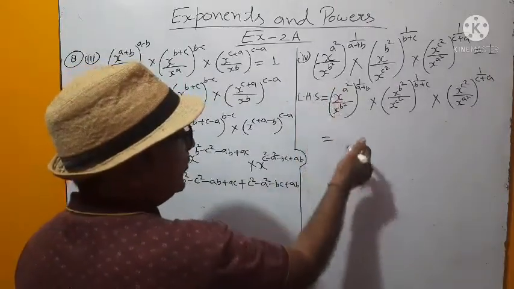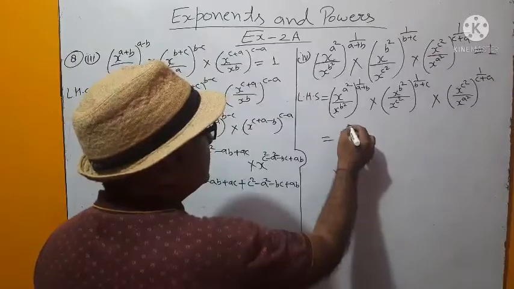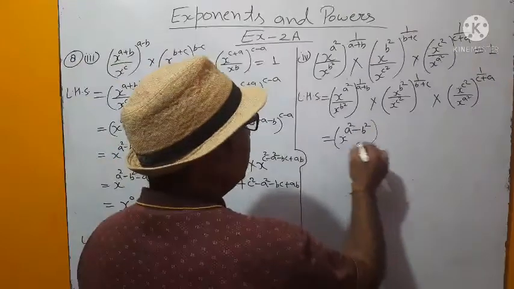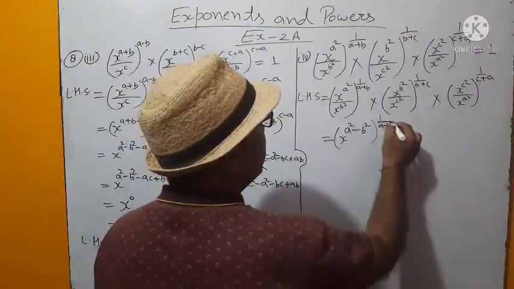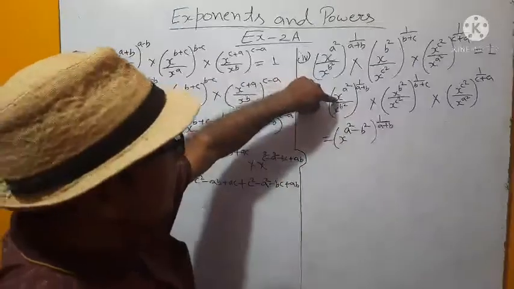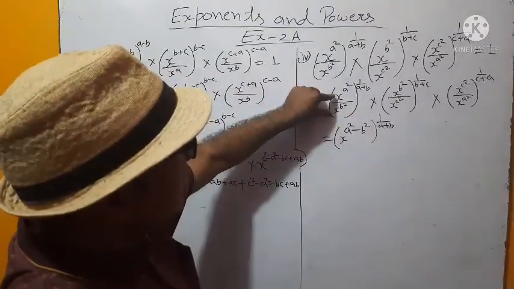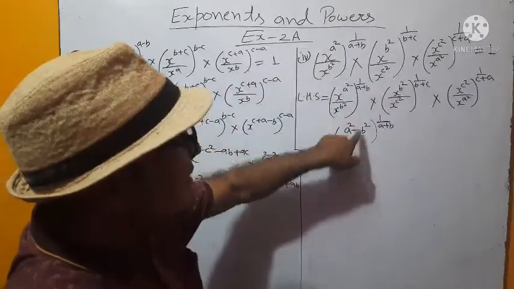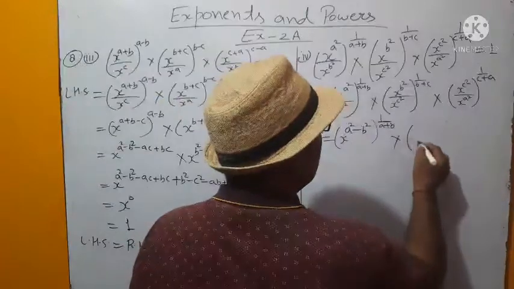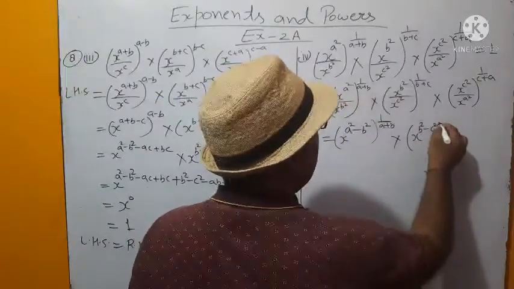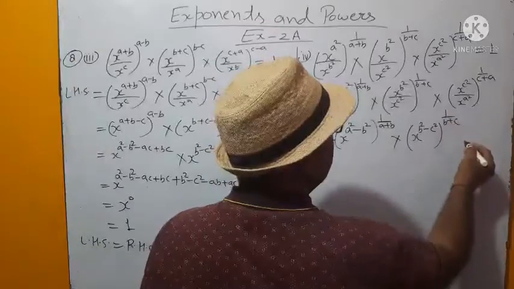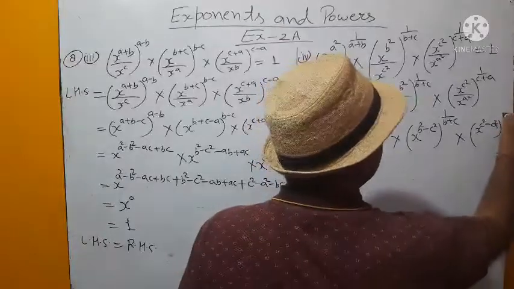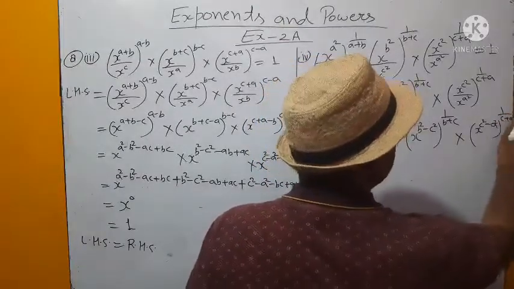First to solve this one. x power a square upon x power b square can be written as x power a square minus b square whole power 1 upon a plus b. Is this understood? If bases are same, then in the case of division, exponents subtract each other. So a square will subtract b square. Same will be in the second also. x power b square minus c square whole power 1 upon b plus c. Here x power c square minus a square whole power 1 upon c plus a.